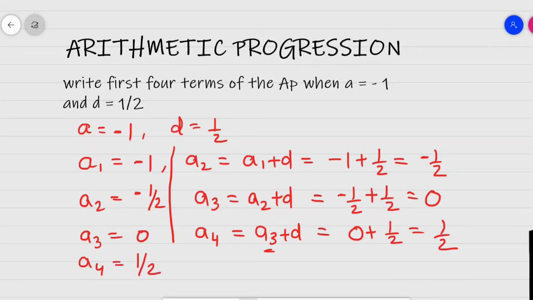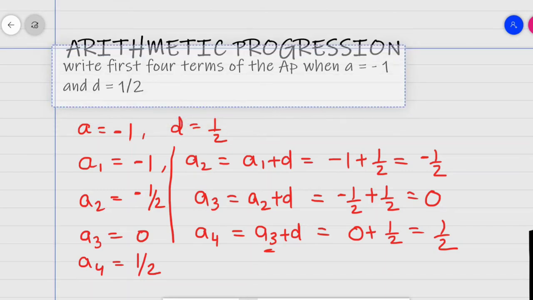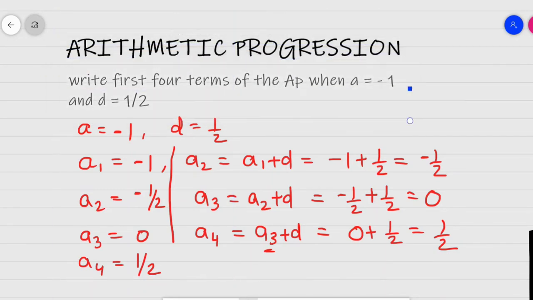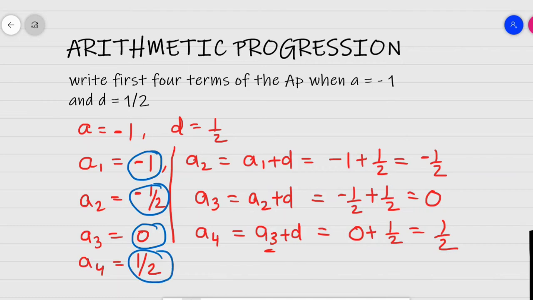So see children, how easy it is to find out the terms. See, what is your first term? Your first term is minus 1, second term minus 1 by 2, third term 0 and fourth term is 1 by 2. So this is the series that has been asked. So if you know first term and if you know common difference, you can easily make the arithmetic progression which is asked for.